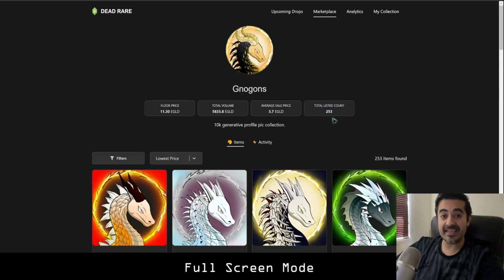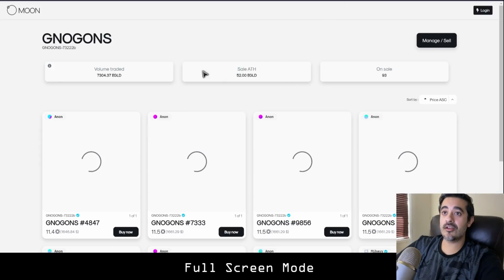People aren't selling. So the floor price is massive. It's gone up insanely considering this was what, 0.4 EGLD or something to mint one, if you were able to mint one at the time that they got minted, if you were in Elrond, if you knew about NFTs here. Well, then we also look at the same collection on eMoon and you see it's 11.4 here. And there's only 93 on sale out of 10,000.